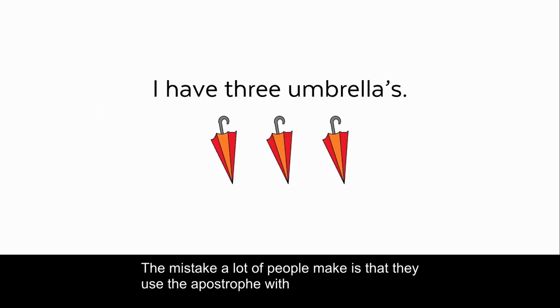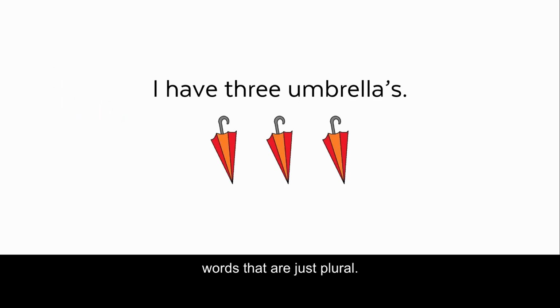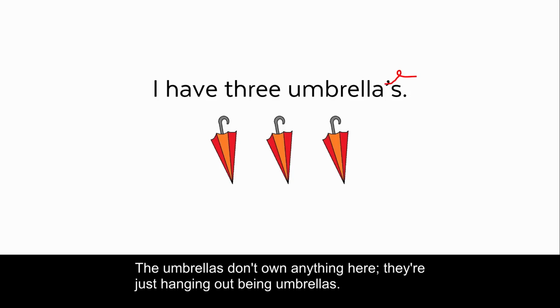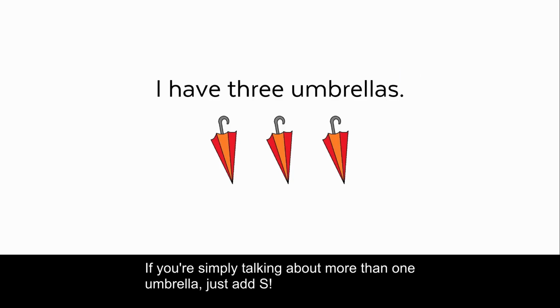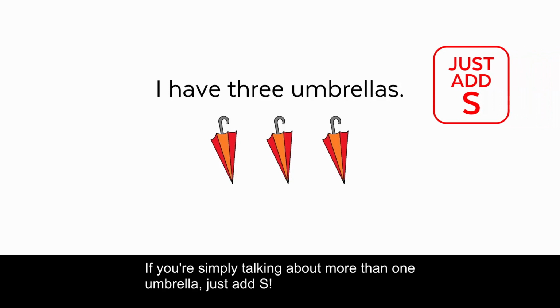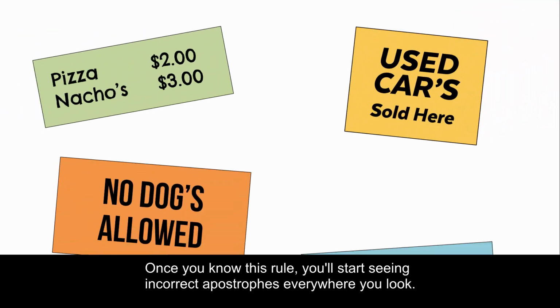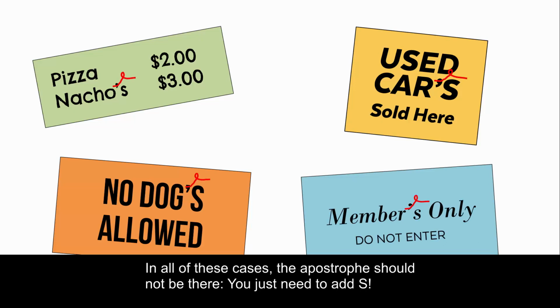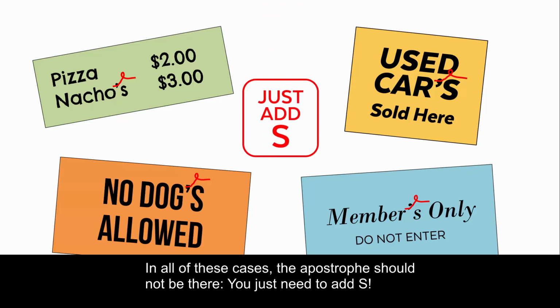The mistake a lot of people make is that they use the apostrophe with words that are just plural. For example, they might write, I have 3 umbrella's with an apostrophe. This is not correct. The umbrellas don't own anything here. They're just hanging out being umbrellas. If you're simply talking about more than one umbrella, just add S. Once you know this rule, you'll start seeing incorrect apostrophes everywhere you look. In all of these cases, the apostrophe should not be there. You just need to add S.